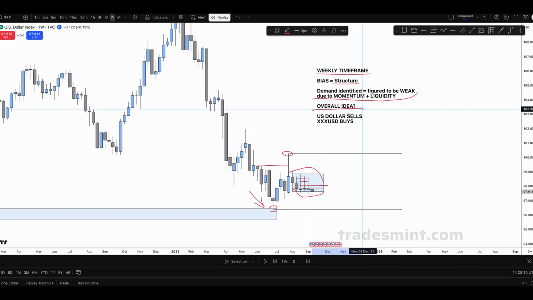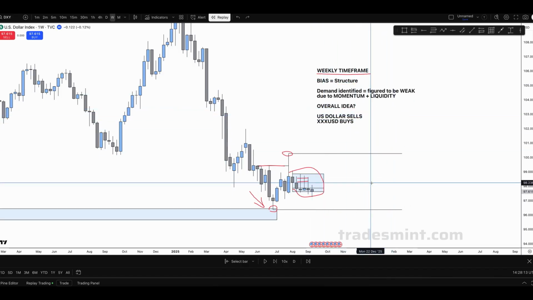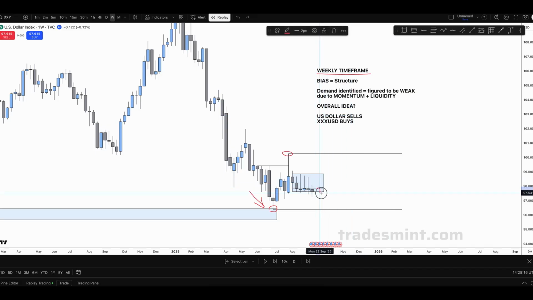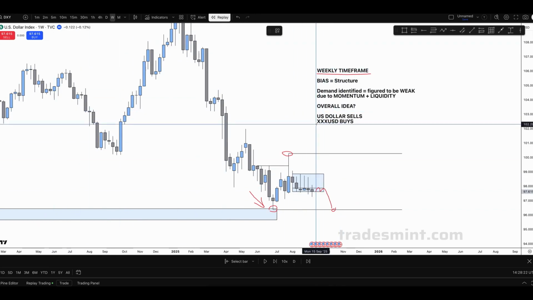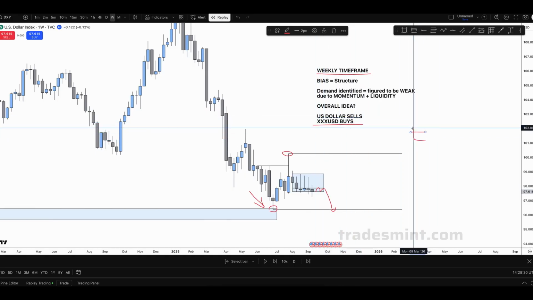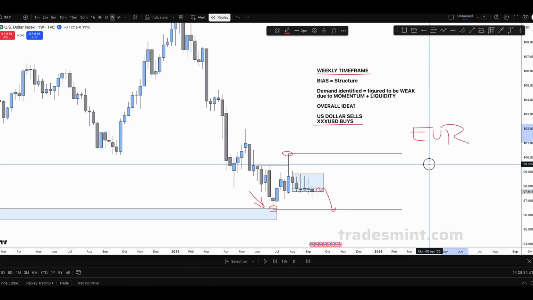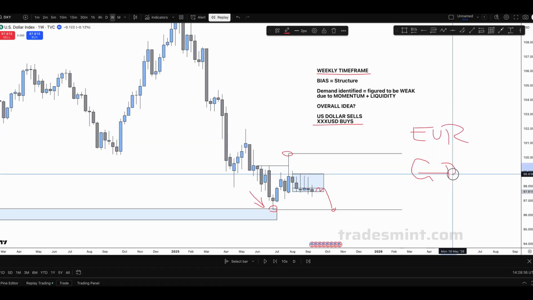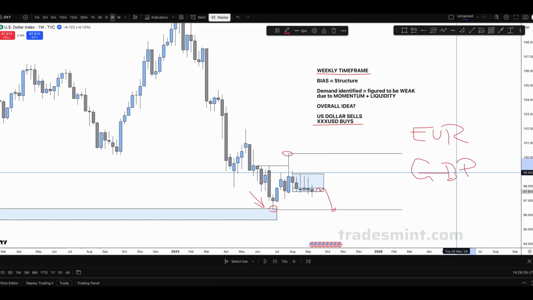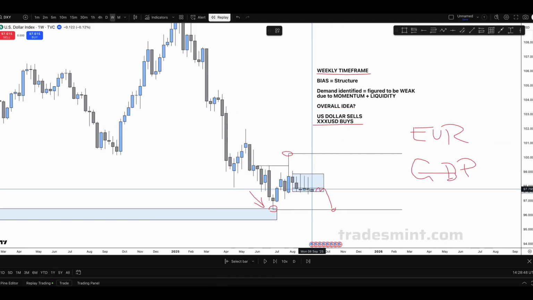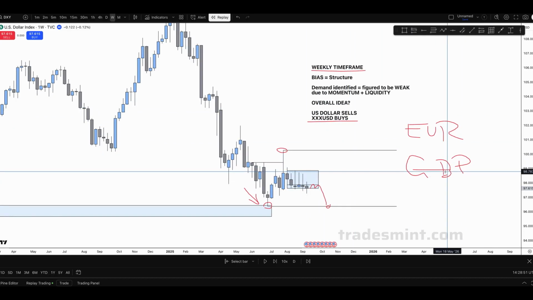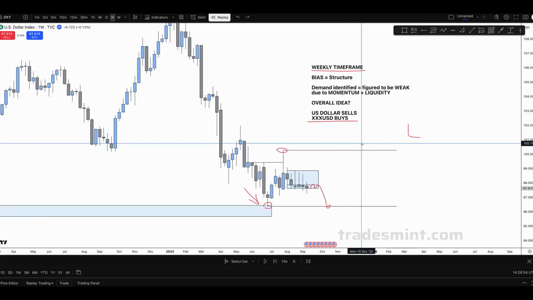So the overall idea we create is that the US dollar we will be looking to sell, which on this chart looks like this. Our trade for the coming week is probably going to be that, all right? And because we're on the DXY, the US dollar index, this sets us up with XUSD buys. Now, XUSD simply means anything against the US dollar. So EURUSD, GBPUSD, these are the XUSD pairs. We would expect these markets to go up because we see this bearish dollar possibility.